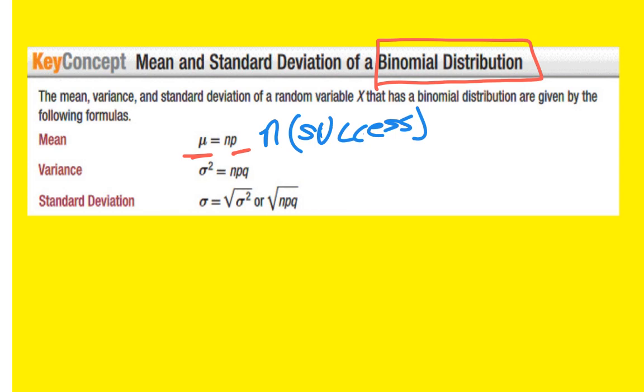And then we have the variance, which is the number in the sample times success times failure. And then standard deviation, still take the square root of the variance. So these are just easier formulas to use, besides going through all the other stuff. So this only works for binomial distributions.